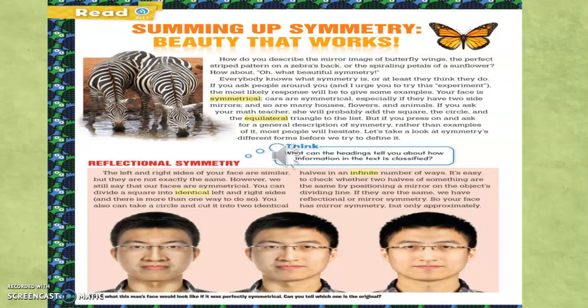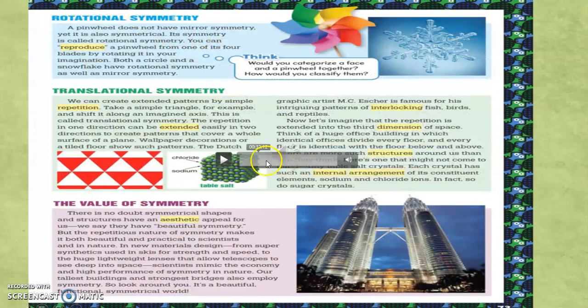Now let's move to the next page, page number 73. Are you ready? Let's read it out. Rotational symmetry. A pinwheel does not have mirror symmetry, yet it is also symmetrical. Its symmetry is called rotational symmetry. You can reproduce a pinwheel from one of its four blades by rotating it in your imagination. Both a circle and a snowflake have rotational symmetry, as well as mirror symmetry.